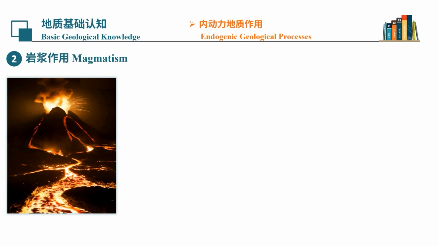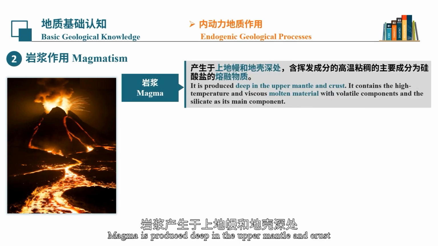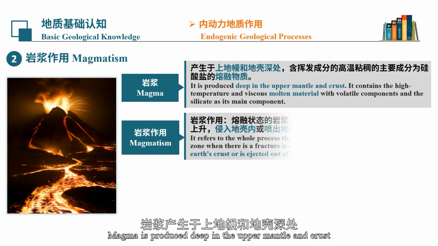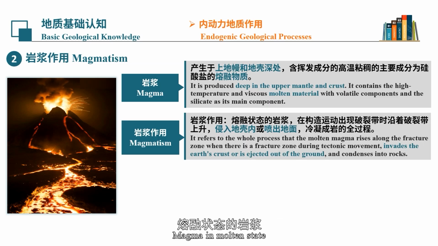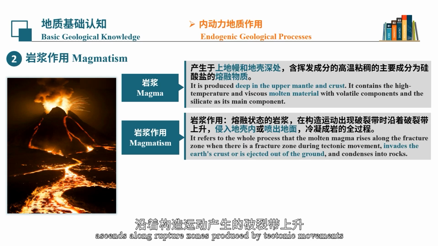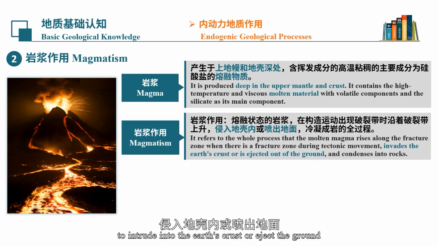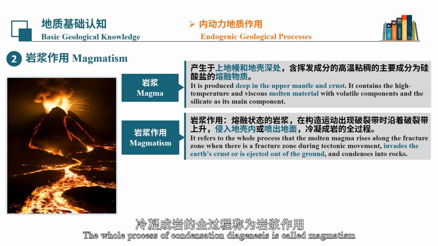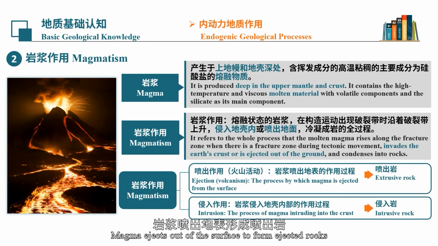Magmatism. Magma is produced deep in the upper mantle and crust. Magma in a molten state ascends along rupture zones produced by tectonic movements to intrude into the Earth's crust or erupt onto the ground. The whole process up to condensation and diagenesis is called magmatism. Magma that erupts out of the surface forms extrusive rocks, and that which intrudes into the crust forms intrusive rocks.